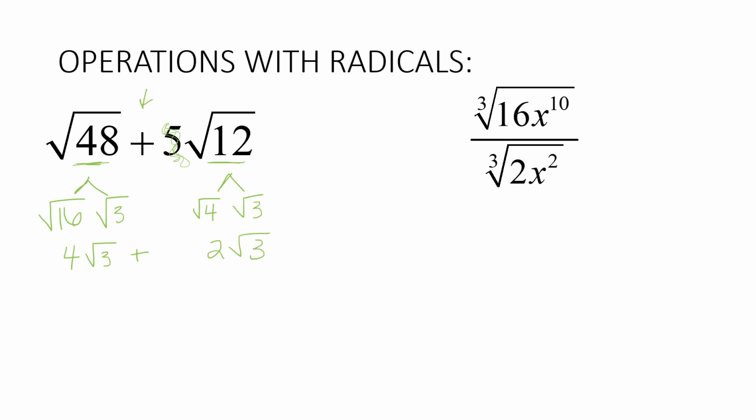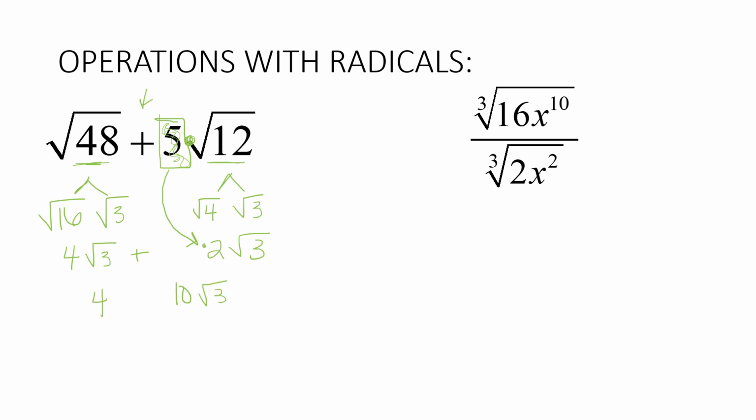But now here's the part where I can't forget about that 5 out front. This 5 has to come down and join the 2, but how does it join the 2? Hopefully, since you notice that there's no operation here and we assume multiplication, it still is multiplication here, which makes this 10 square roots of 3.